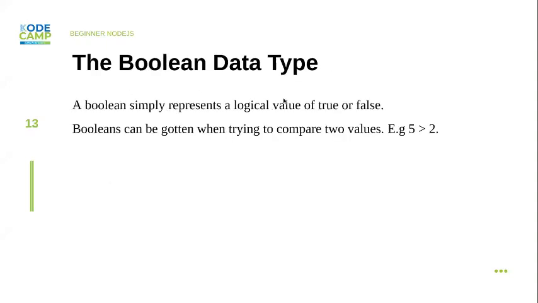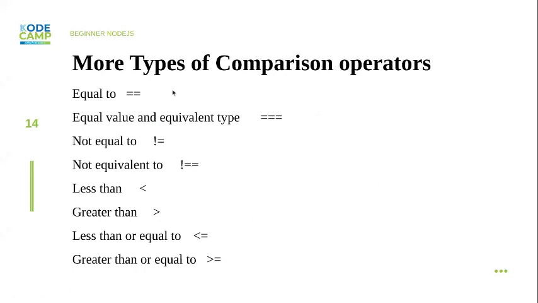The booleans simply represent the logical value of true or false, and booleans can be gotten by trying to compare two or more values. So these are how you compare values in booleans. We already know boolean is just true or false. You can use equal to, which is comparing two values to see if they are equal. Equivalent to is comparing the value and also the type of that particular value. Then we have not equals to, which just compares the values. Not equivalent to compares values and the type of the values you're trying to compare. Then you have less than, greater than, less than or equal to, and greater than or equal to.